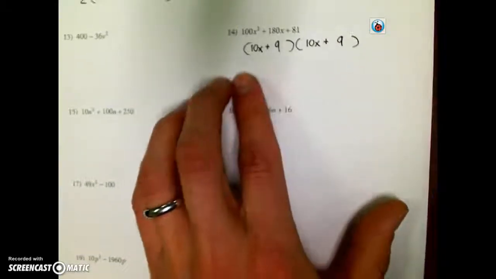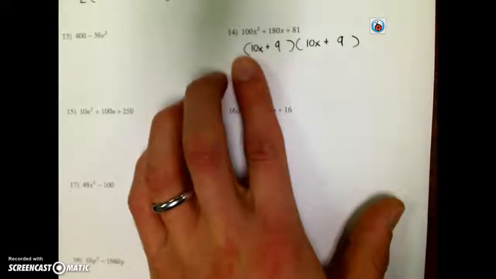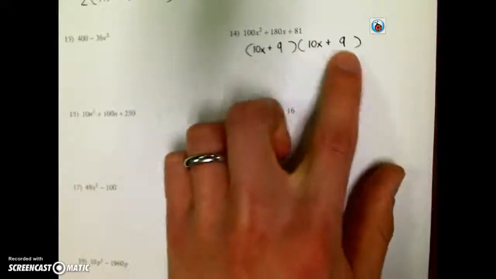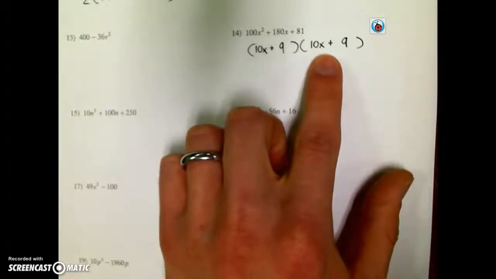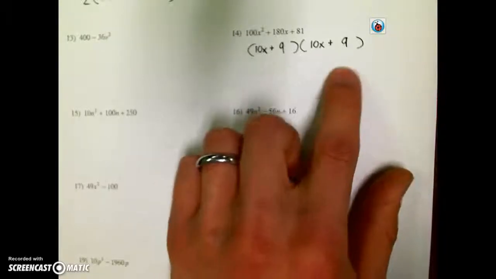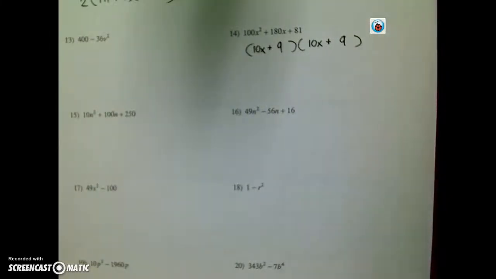And if you were to multiply this out, you get the 10x times the 10x, you get 100x squared. I'd have 10x times 9, which gives me 90x. Then we get another 90x. So that's where the 180x is coming from. And then 9 times 9 gives us our 81. All right? So let's switch over here to 15.